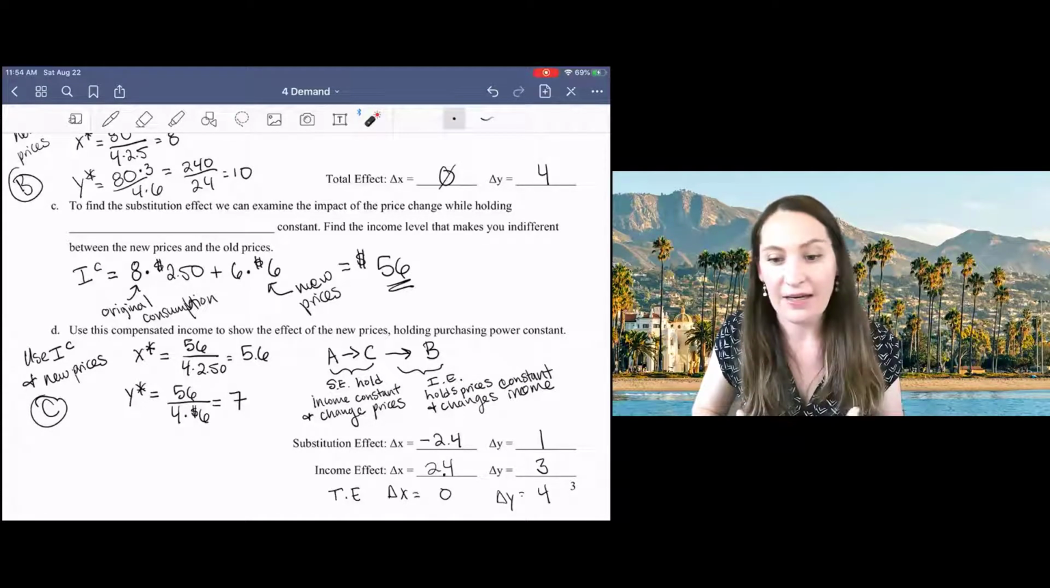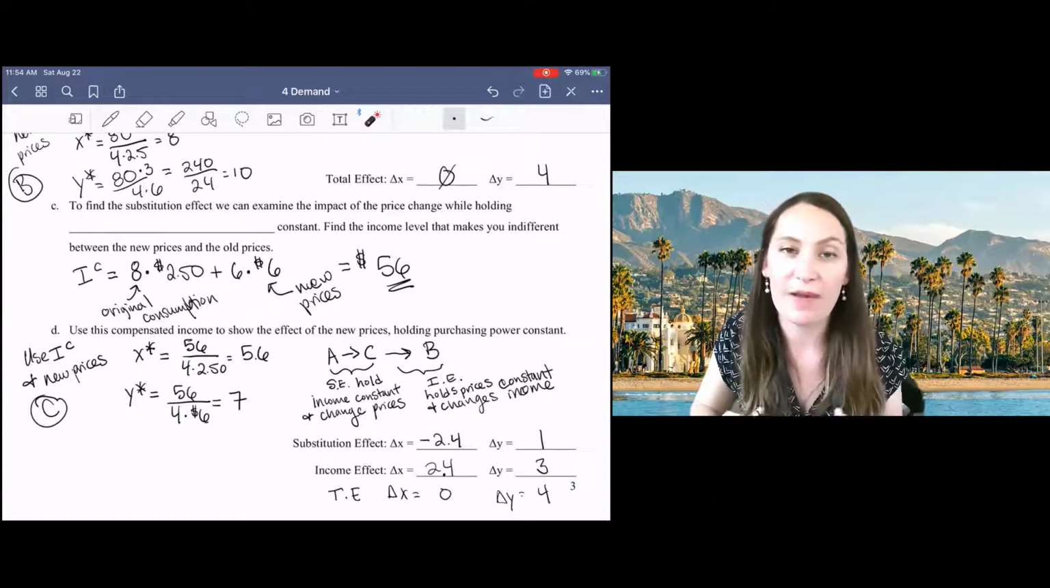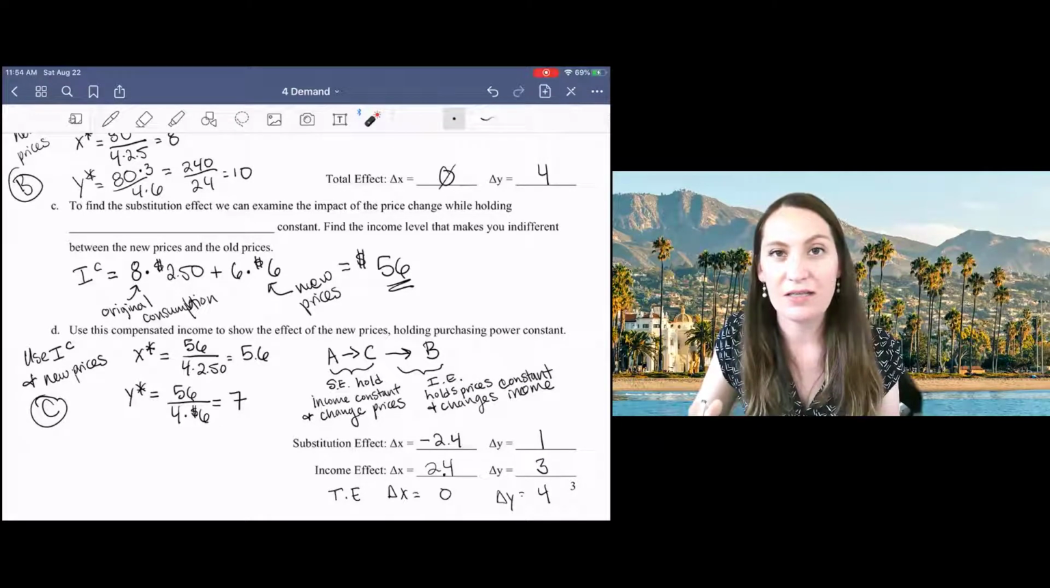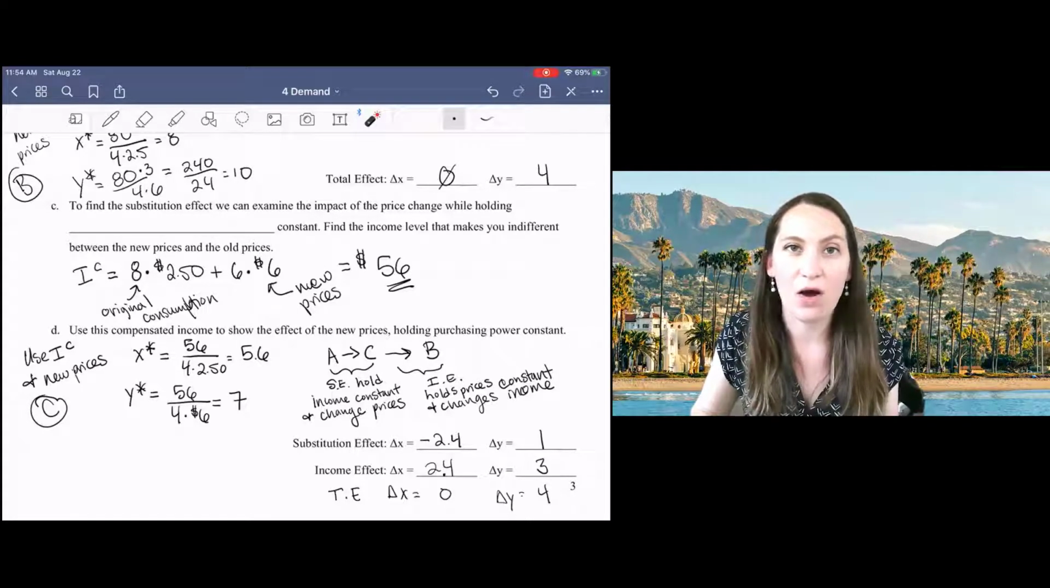My income effect tells me something about whether the good is normal or inferior. Here we have 2 normal goods. And my substitution effect tells me about the relationship between those goods. Here they are substitutes. As I consume more of one, I consume less of the other. And so this decomposition is helpful for us to think about the characteristics of these products and think more deeply about the effect of price changes on consumption.